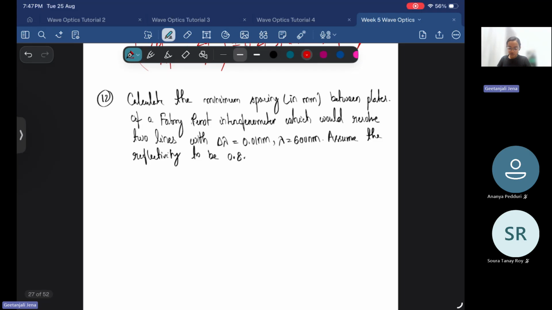Let us move to question number 12. It is given: calculate the minimum spacing between plates of a Fabry-Perot interferometer which would resolve two lines with delta lambda 0.01 and lambda 600 nanometer. Assume that the reflectivity is 0.8. So what is the minimum separation between the plates so that you can resolve wavelengths which are separated by 0.01 nanometer, given that reflectivity is 0.8?